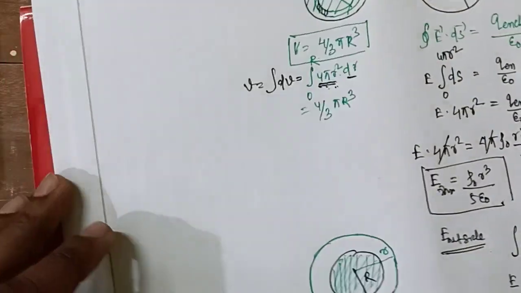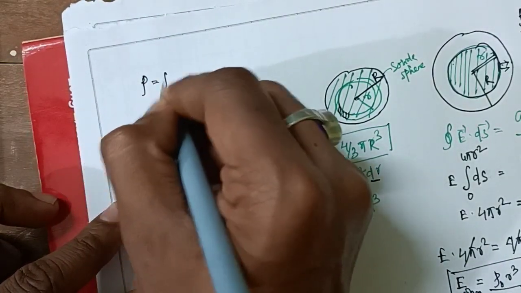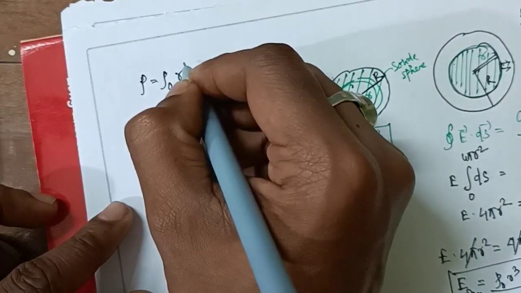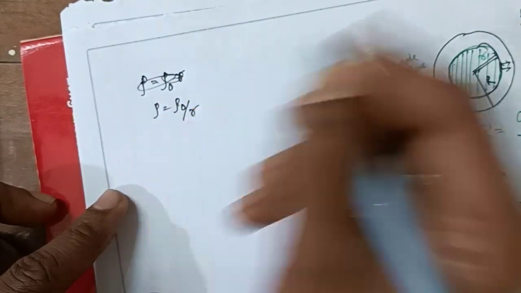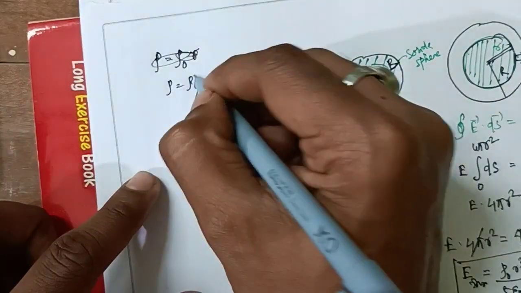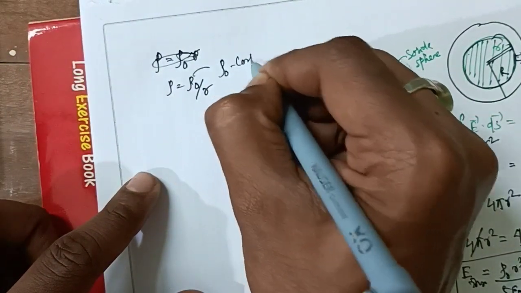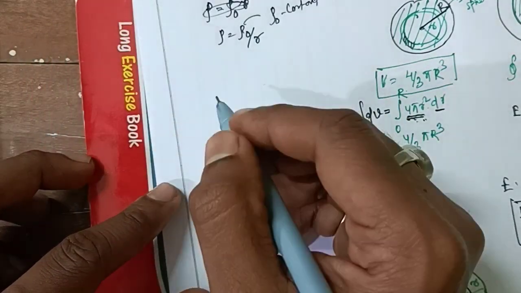In a similar fashion, if I draw one more example, I will consider, suppose, rho as a function of rho naught and r. Any kind of question, rho naught upon r, that is rho is inversely proportional to r, and rho naught is a constant. In a similar fashion, how many regions is the question asking? Two regions, inside and outside.